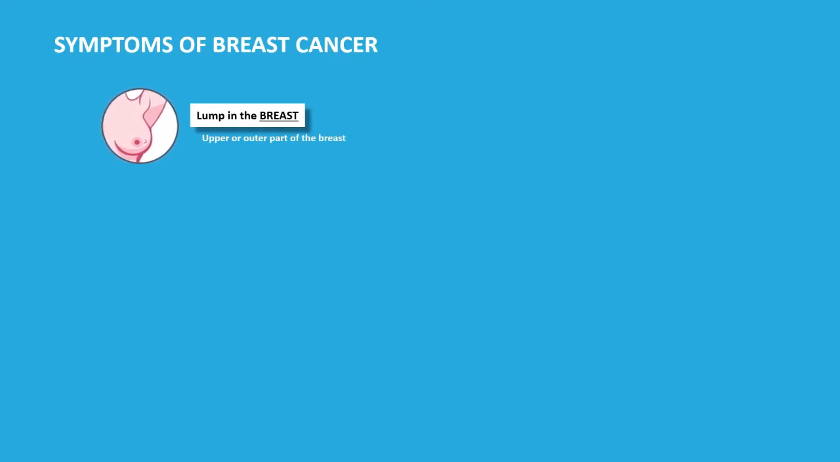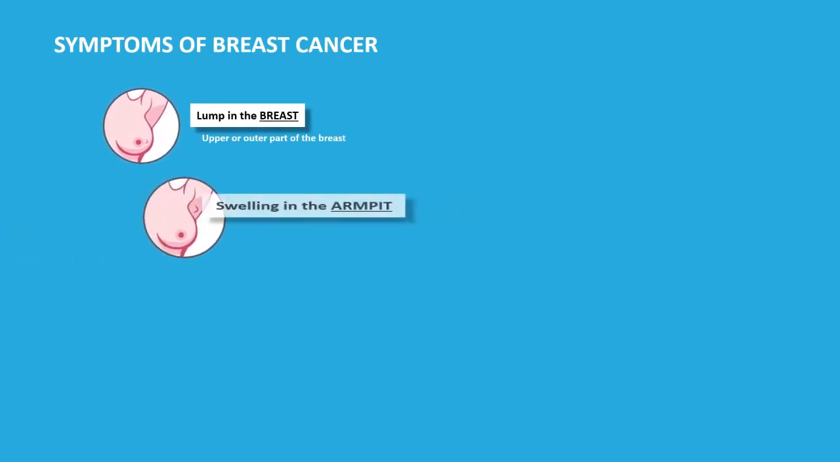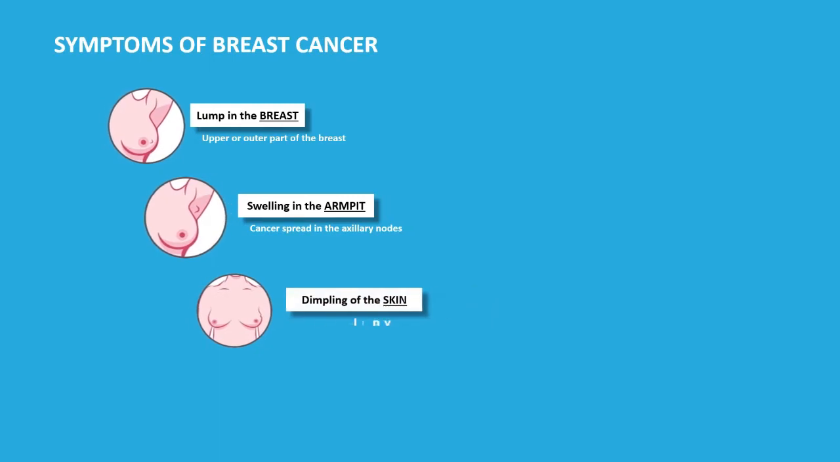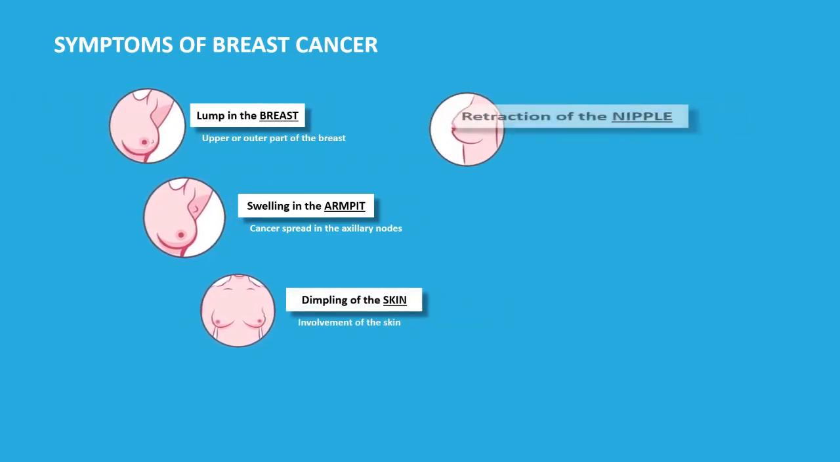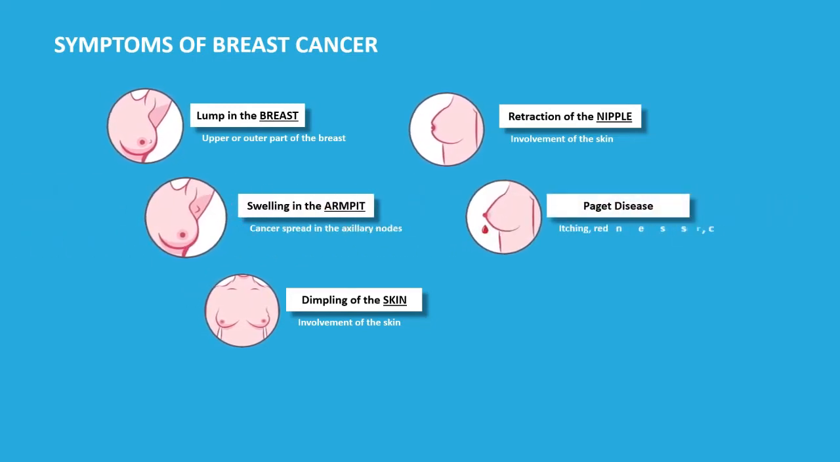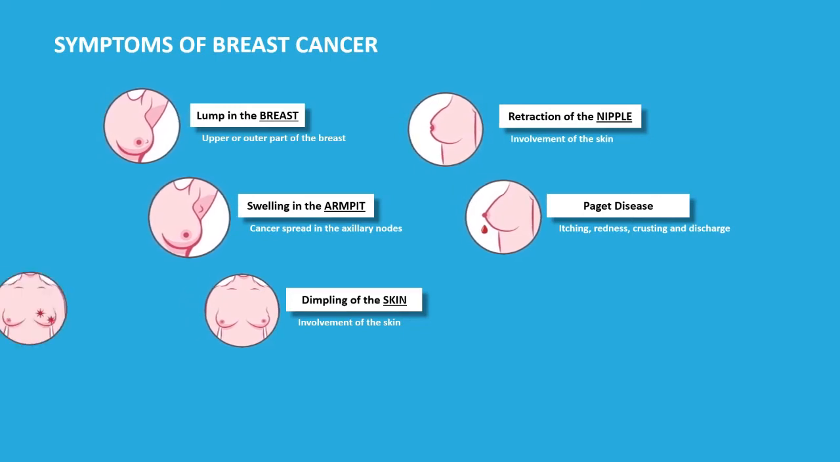Additionally, there may be swelling in the armpit if cancer has spread in the axillary lymph nodes. Another is dimpling or depression of the skin over the breast due to the involvement of the skin. Nipples of the breast can retract, resulting from fibrosis of the lactiferous ducts and suspensory ligaments in the breast. Once Paget's disease is involved, it could cause itching, redness, crusting, and discharge from the nipple.